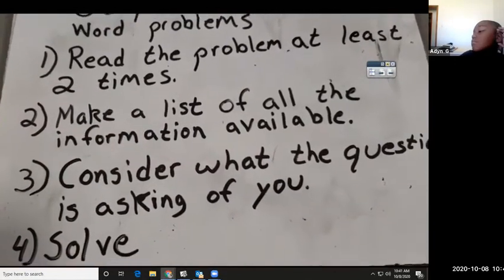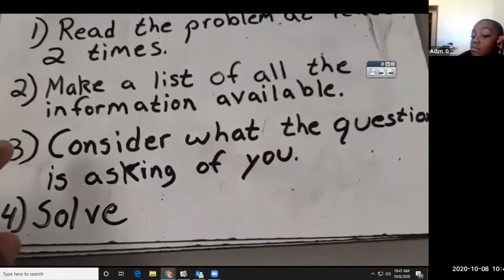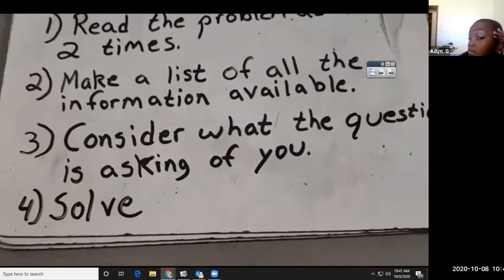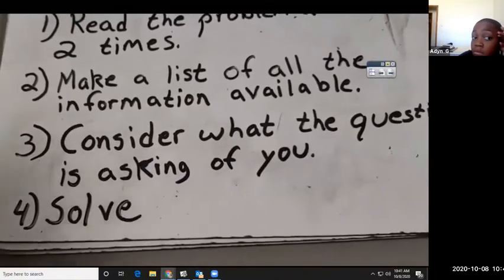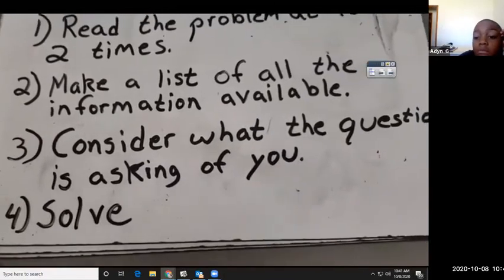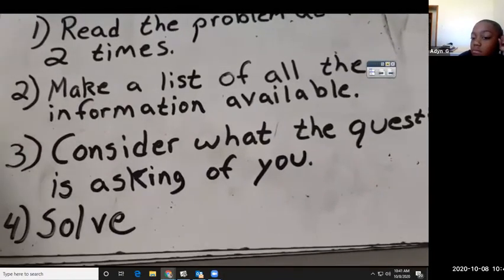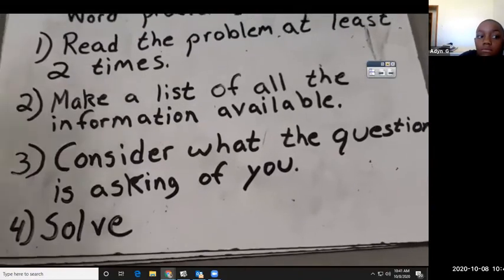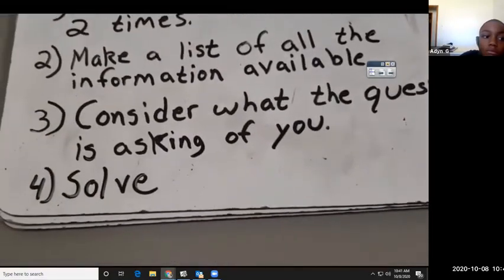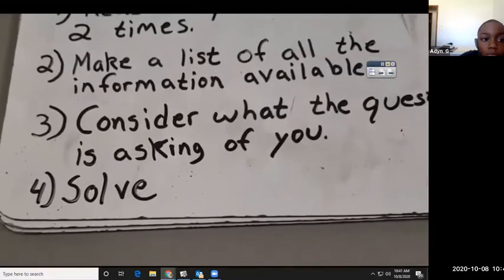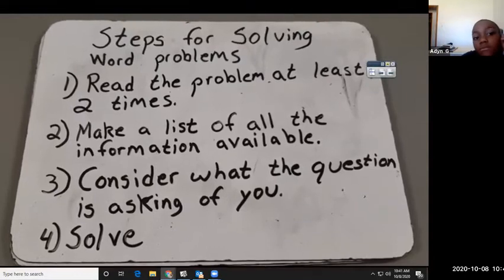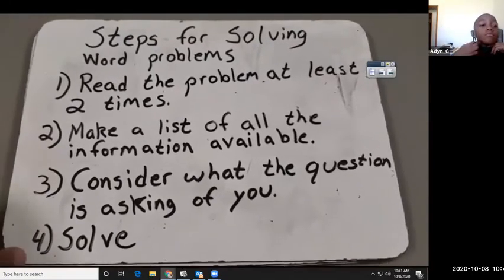And number 3, consider what the question is asking of you. Sometimes there's a lot of information that we don't need in word problems, so we need to really focus in on the question and really consider, what is this question actually asking me to do? And obviously, finally, solve. So these are the four steps you should take to solve a word problem.